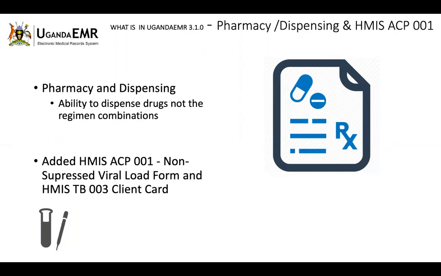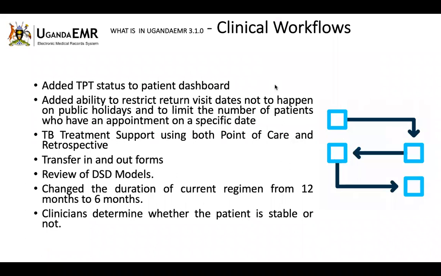We have also added a non-suppressed viral load form and also the HIMS TB client card. Like I said, we've done two of them. We've done retrospective and point of care. So TB, depending on which model fits your facility, those of you that are doing simpler point of care, we have an option for that. Those that are doing retrospective, we have an option for that. And those that are doing a merger between point of care and retrospective, depending on what fits your environment, we've tried to cater for that.